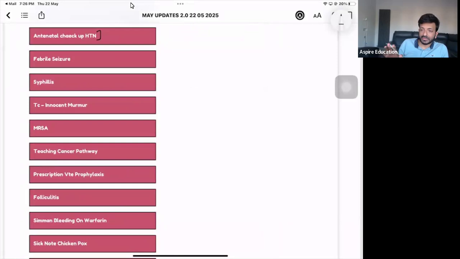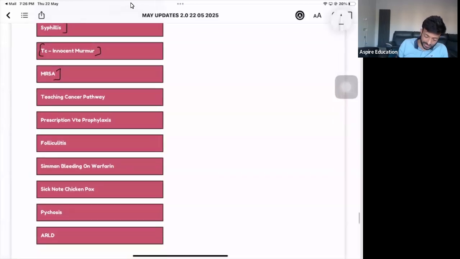So you'll be starting the patient on proper blood pressure medications. Febrile seizures, that is straightforward again, a very old scenario. Syphilis, that's an old one as well. Innocent murmur, I just discussed. That scenario has come 2 to 3 times in the last 2 weeks actually. MRSA, a very old counseling scenario.